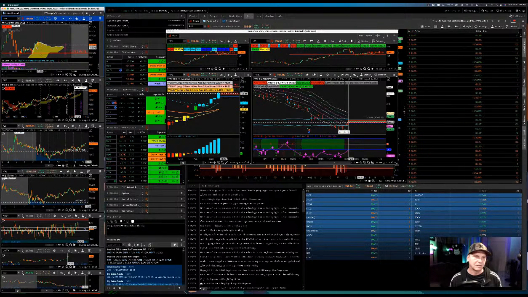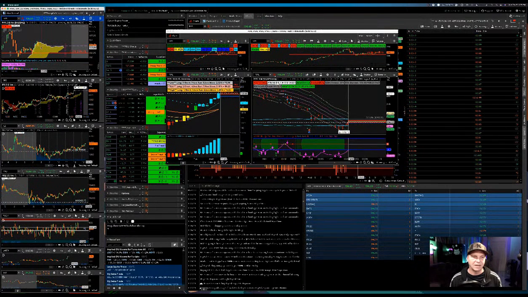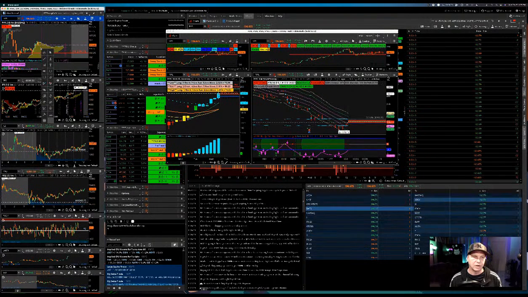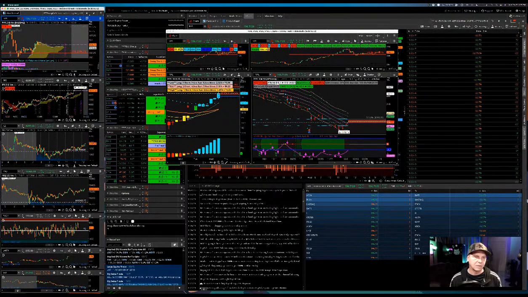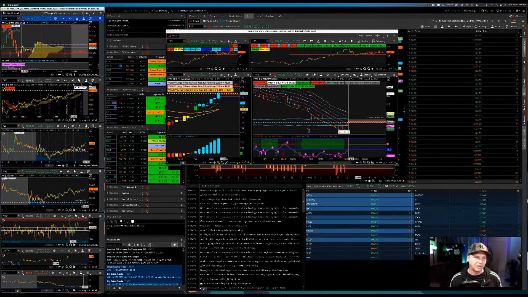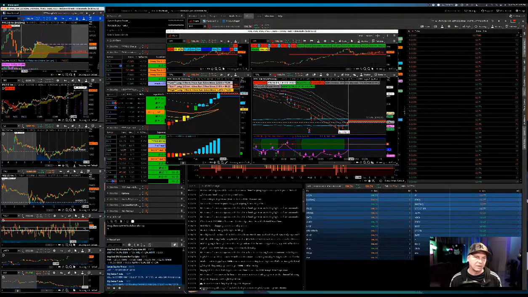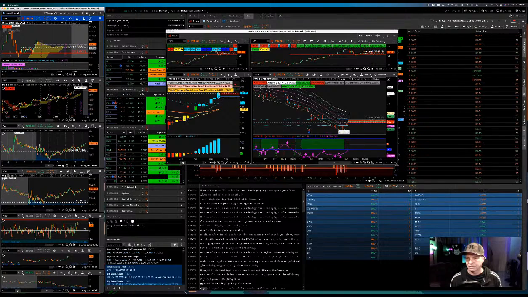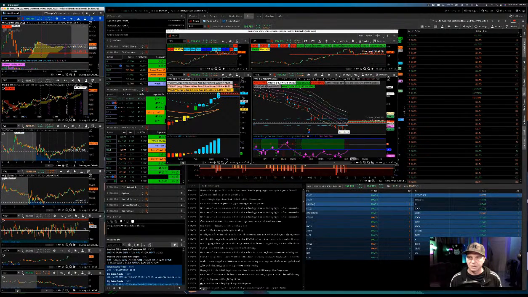196.58 is the break point. 196.52, excuse me, is the break point. If that level holds, then I think we get a rip into the end of the day. Contrarian, if that level does not hold, right, then we're going to get pretty much our teeth kicked in.